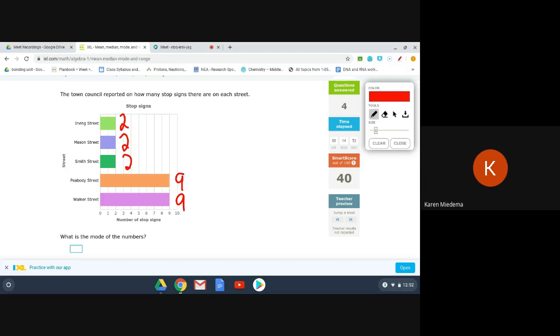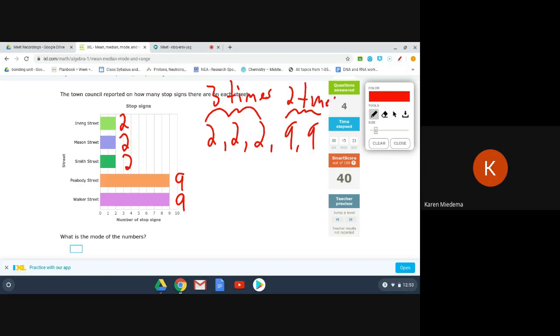What is the mode of the numbers? I actually listed them out already, but I'm just going to list them horizontally as well: 2, 2, 2, 9, 9. So what is the mode of the numbers? Which number appears most often? The 2 appears 3 times, and the 9 appears 2 times. So the 2 appears the most.